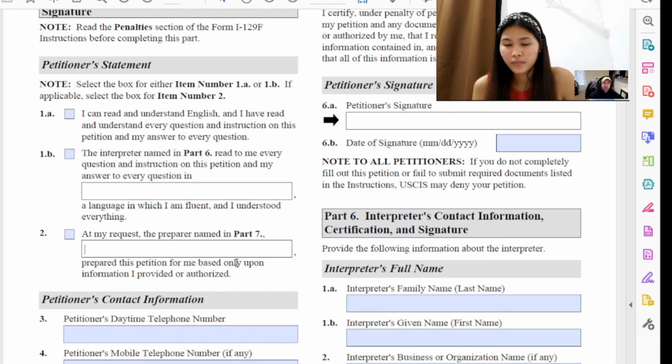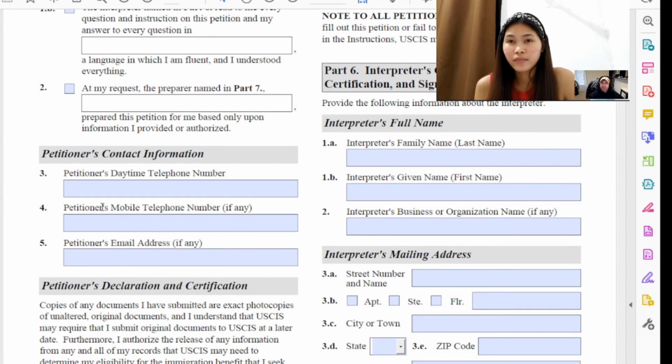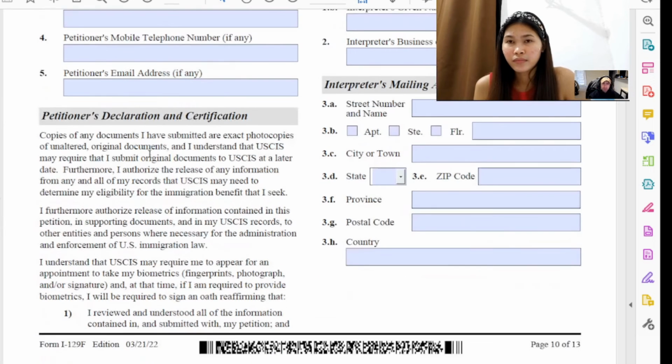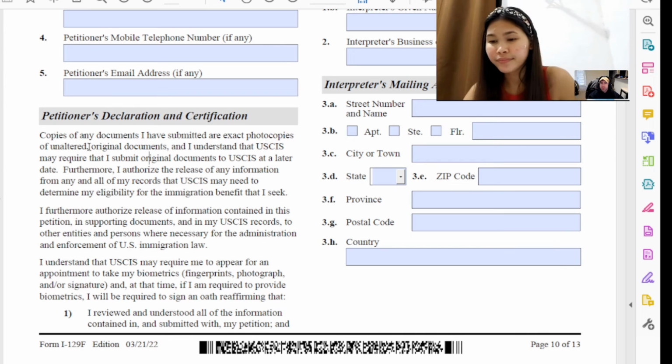They will have to fill that out. This is my contact information, my declaration, petitioner's declaration and certification. Copies of the documents I have submitted are exact photocopies of unaltered original documents, and I understand that USCIS may require that I submit original documents to USCIS at a later date. So make sure you read all of this here.